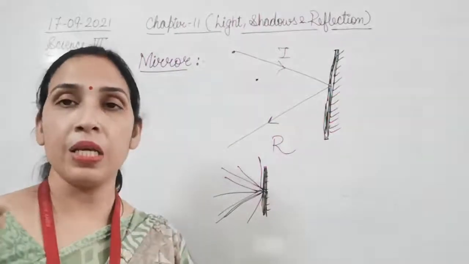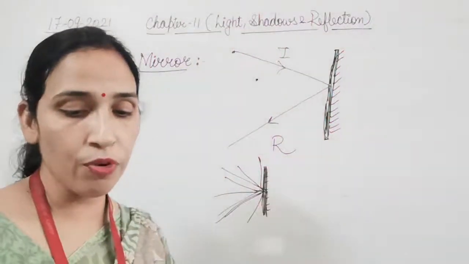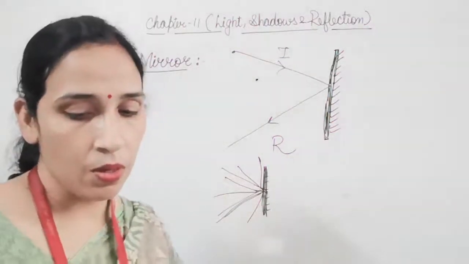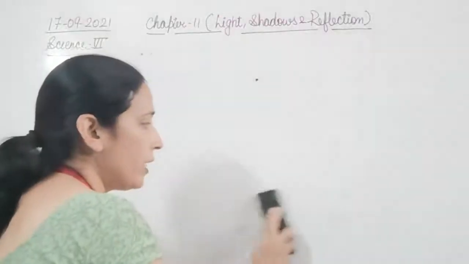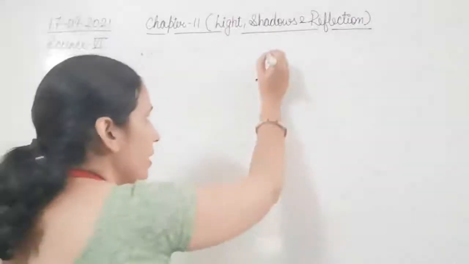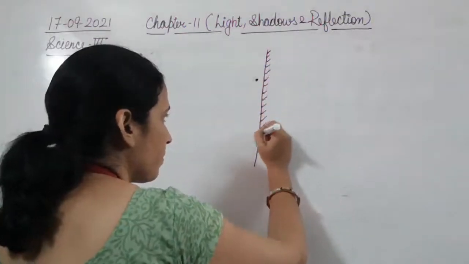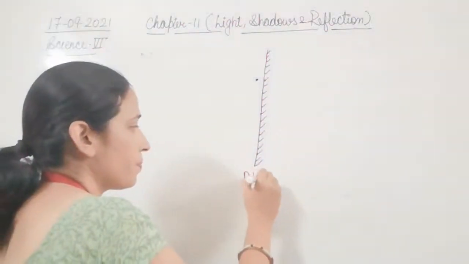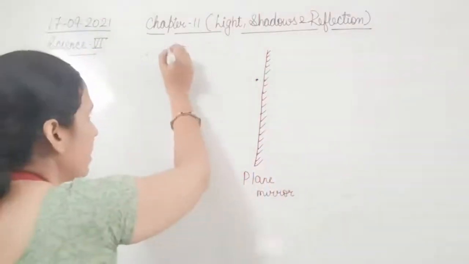So there are some characteristics of the image formed by a plane mirror. Here I am going to draw a picture, and with that picture we will understand how an image of an object will be formed using a plane mirror. So here I have taken a plane mirror. Now on this side we have a bulb.